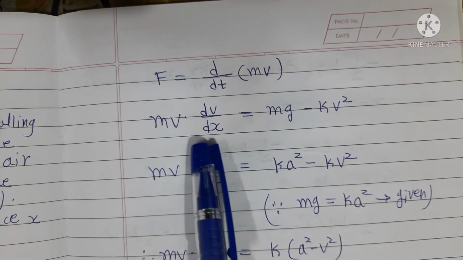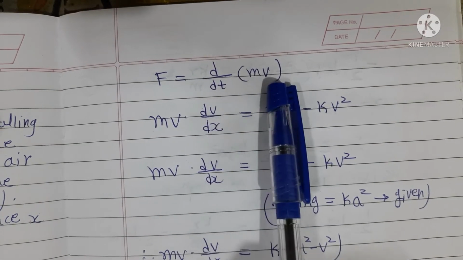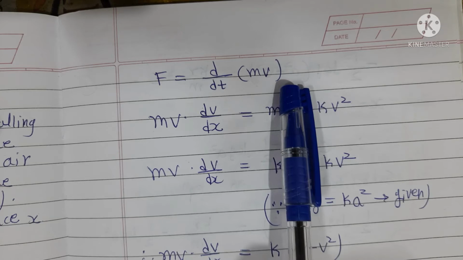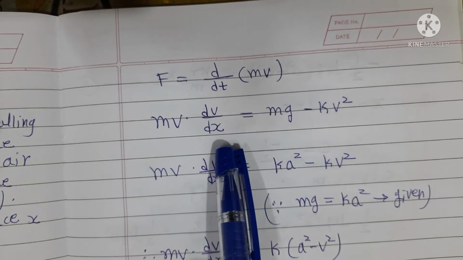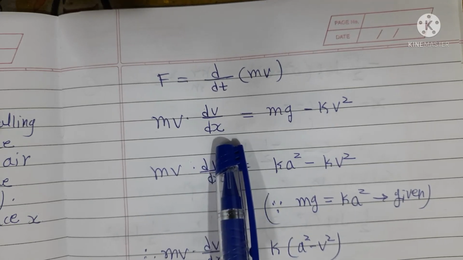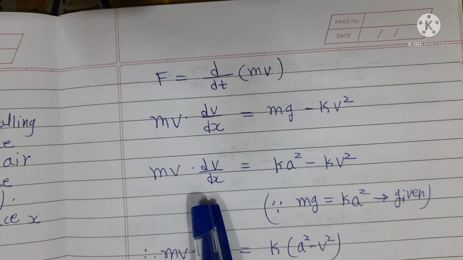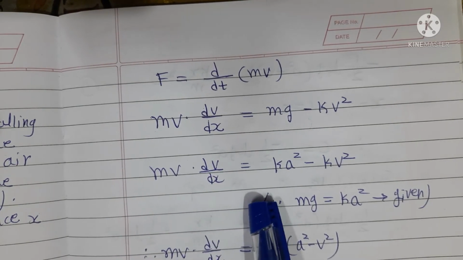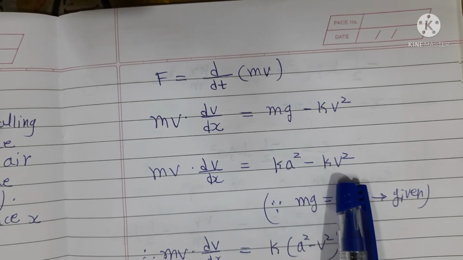Now this m v dv by dx is also the same formula as d by dt of mass into velocity, where x is the distance traveled, and the differentiation is with respect to x. Therefore m v dv by dx is equal to ka square minus kv square.